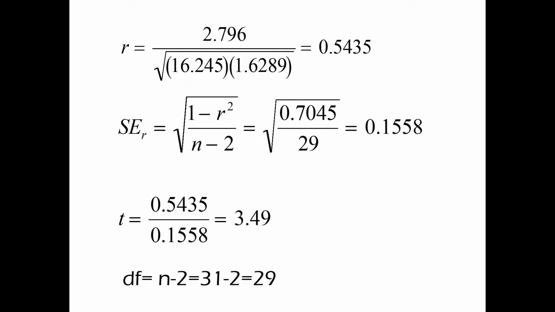Now let's do the calculation. Here we have an R value of 0.5435. The standard error of R is calculated as the square root of 1 minus R squared, divided by n minus 2. And we get a value of 0.1558 as the standard error of R. And t is calculated as R over the standard error of R, which is 3.49. And the degrees of freedom is n minus 2, which is 29 in this case.